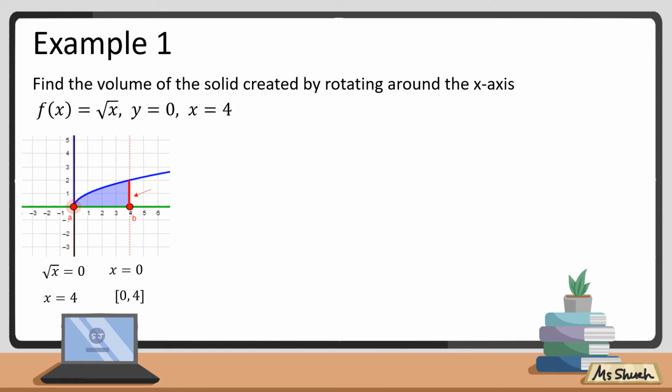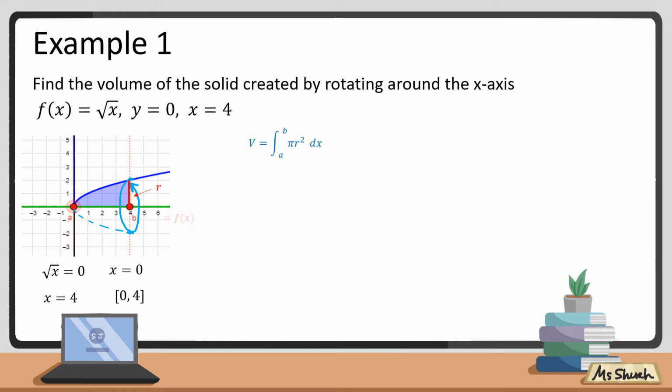Now this is our radius. The radius goes from the x-axis to the function, and we're going to rotate it this way. To sketch these, usually I would put a little tick mark right here and right here, 2 up, therefore 2 down. They're kind of symmetrical, and then I sketch out the solid.